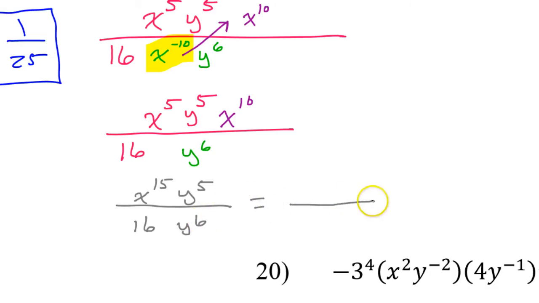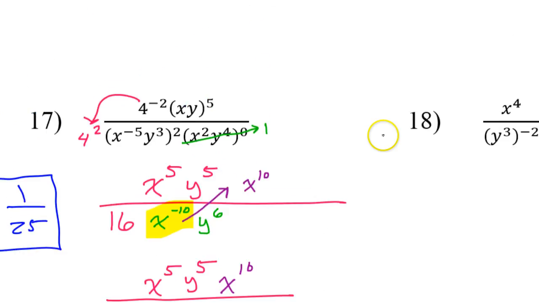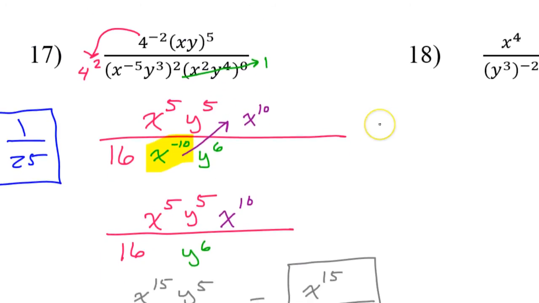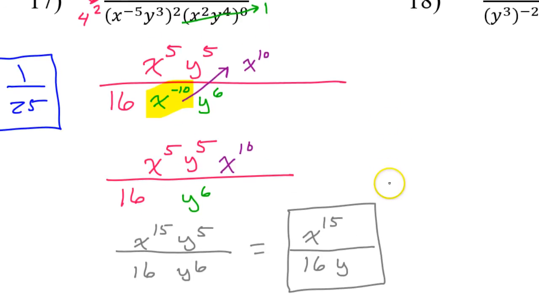All right, now it's time for the final answer. So I will have x to the 15th power over 16. Now these 5 y's are going to cancel out 5 of these y's and just leave a single y. So my final answer here is going to be x to the 15th power over 16y. Okay, that was a lot of work, but you guys can handle it. So that was your answer number 17, and why.